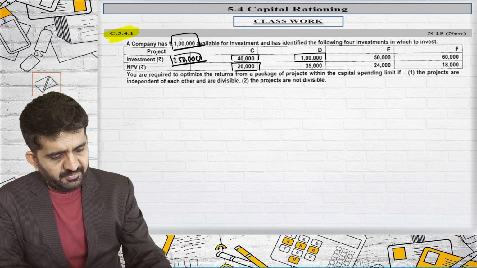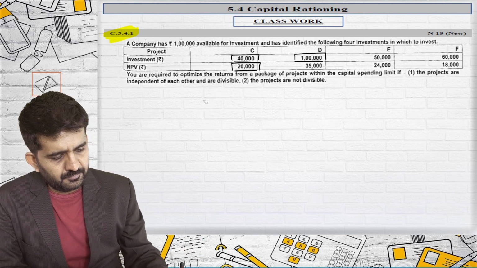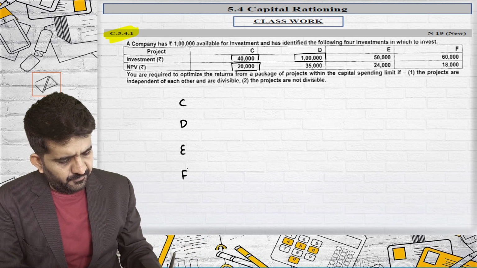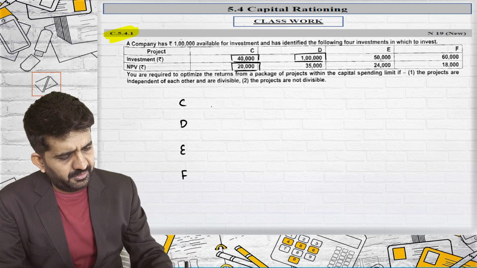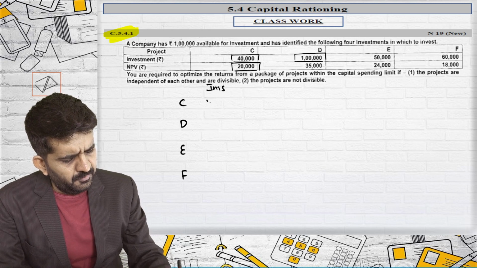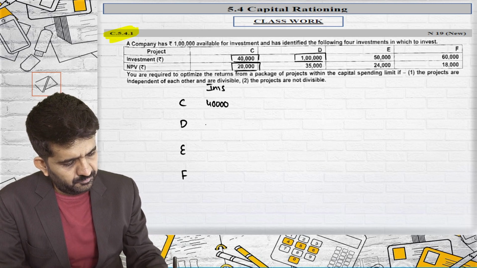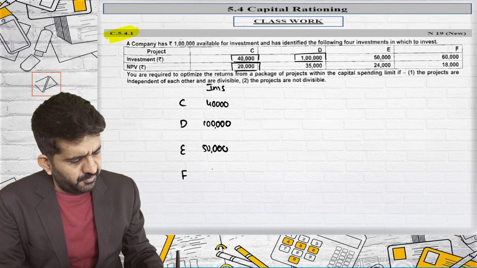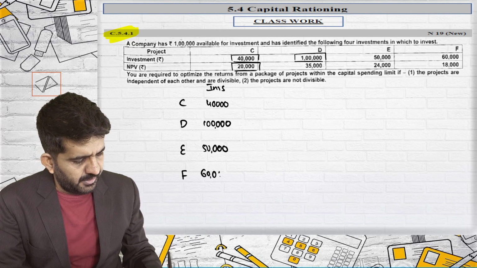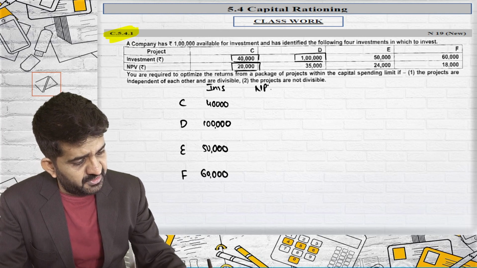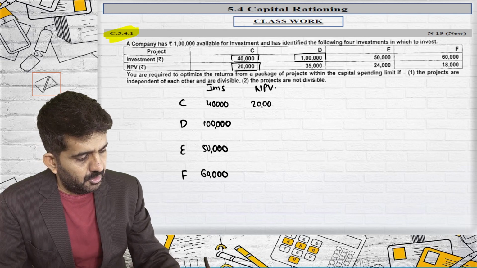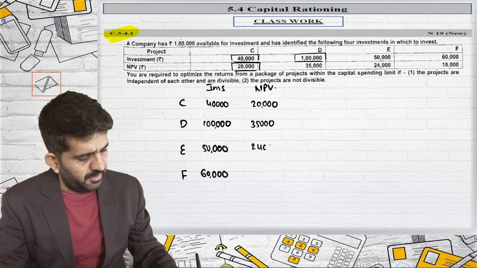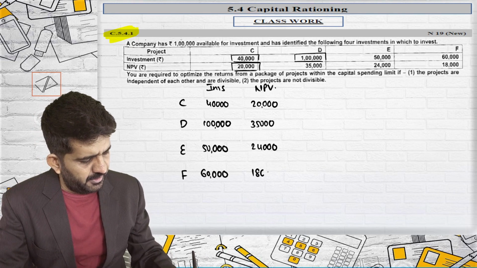See, 2 figures are given. It is C, D, E, F. You don't need to write it again because it is already given. Investment 40,000, 1 lakh, 50,000 and 60,000. What is given is NPV: 20,000, 35,000, 24,000 and 18,000.